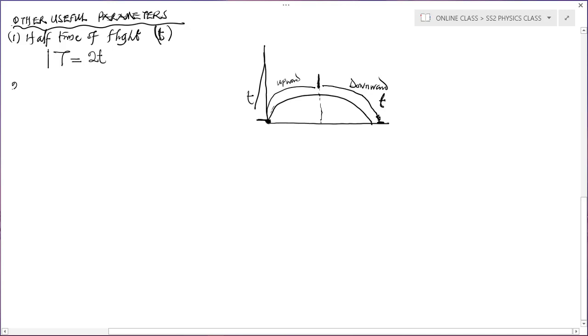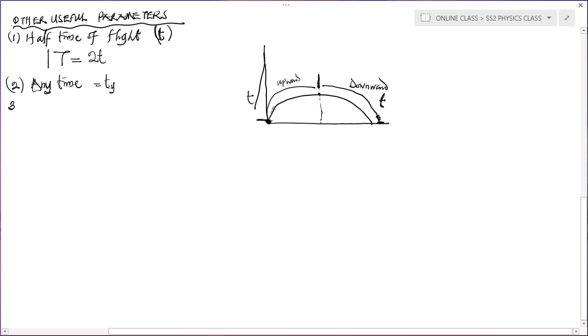Now, number two is what we call anytime. That one is ty. If a body moves from the point of projection to the maximum height, that one is definite. But if it is along the line, it didn't get to the maximum height, we call that one ordinary time t. That is ty here. So that is moving upward.